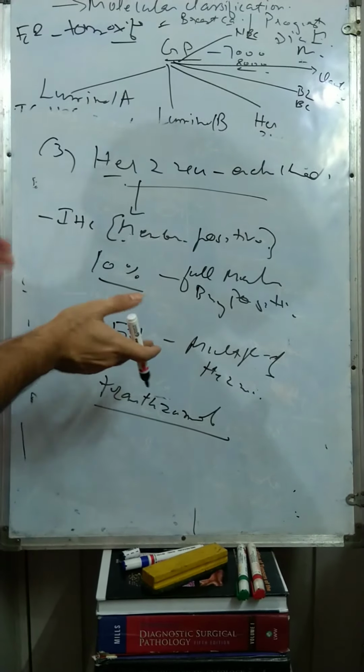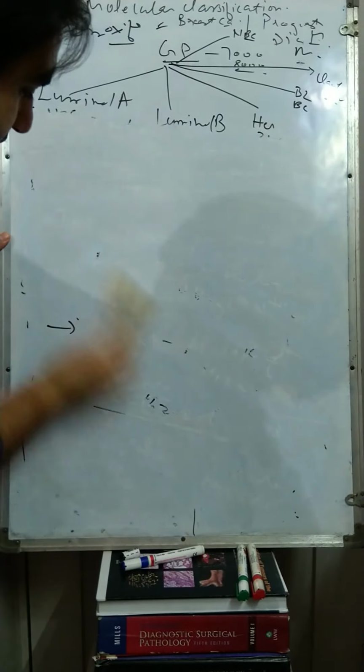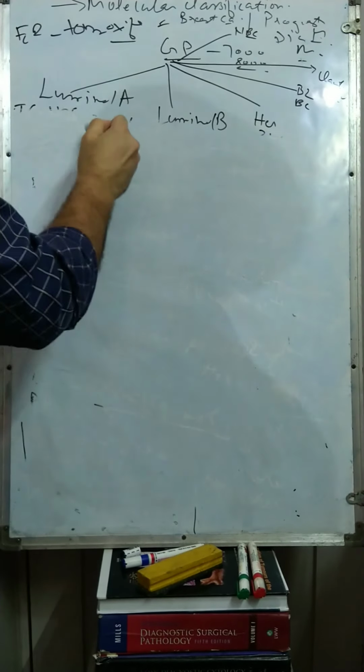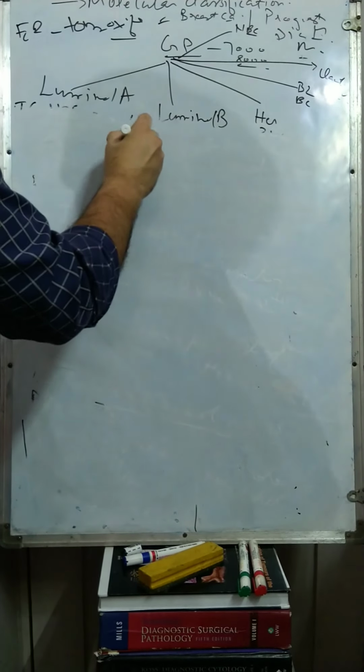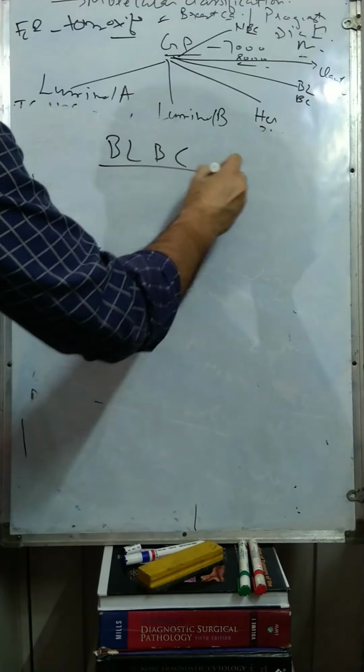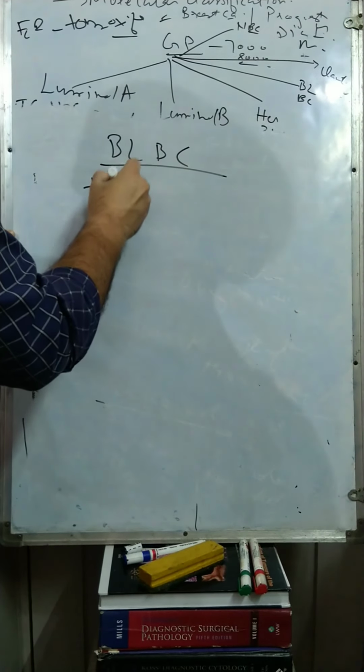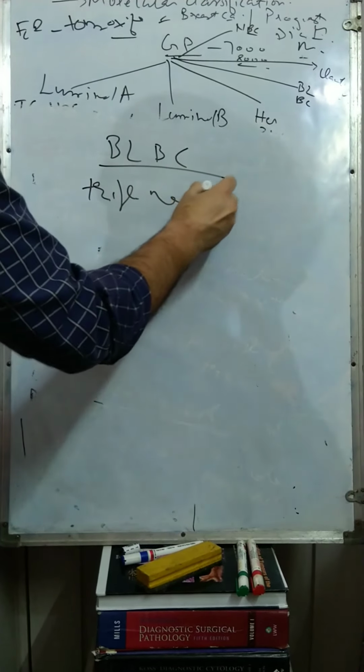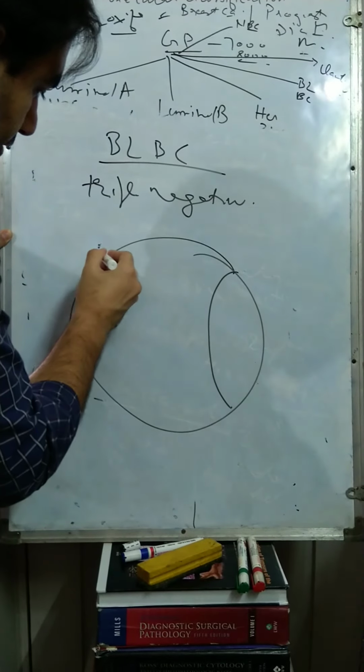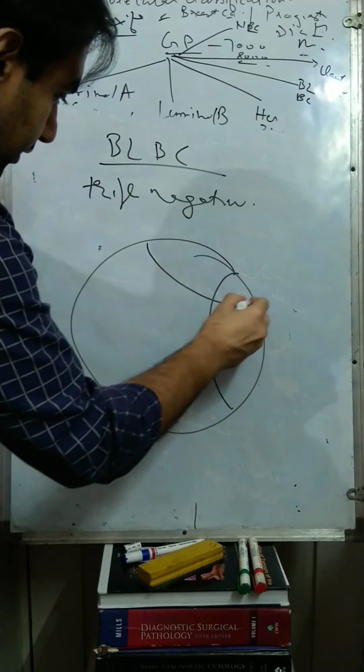Now coming to the most interesting category, that is basal-like breast carcinoma. So usually these are triple negative. I always like to make this diagram which has four components overlapping.